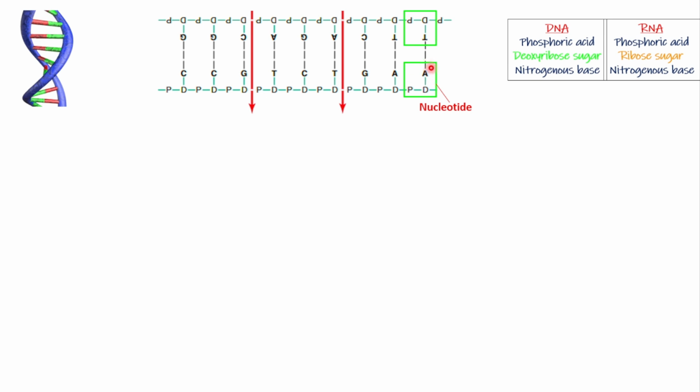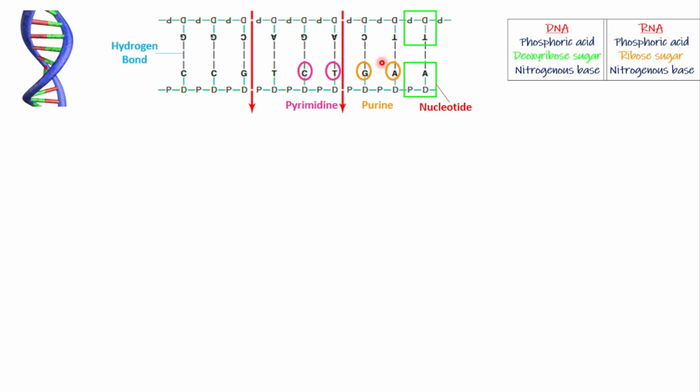There are two broad types of nitrogenous bases. One is purine and the other one is pyrimidine. A and G are purines, and T and C are pyrimidines. A is adenine, G is guanine, T is thymine, and C is cytosine. So purines are adenine and guanine, pyrimidines are thymine and cytosine. Interestingly, purines of one side will form bonds with the pyrimidines of the other side. So purine will form bonds with the pyrimidines of the other strand.